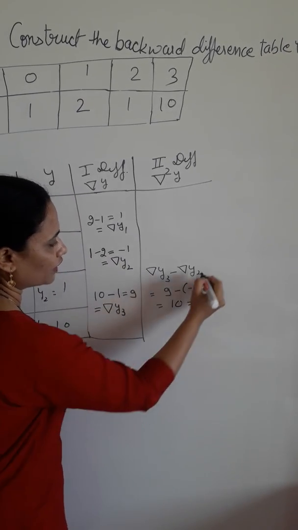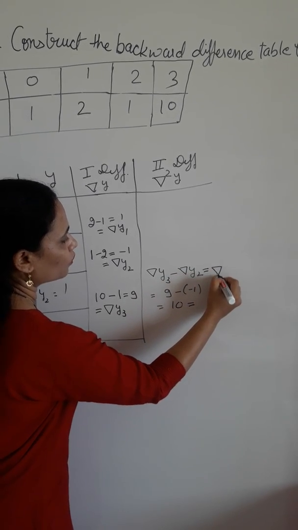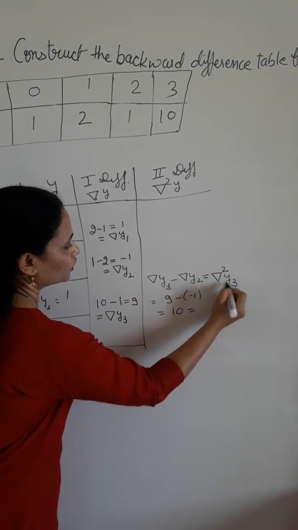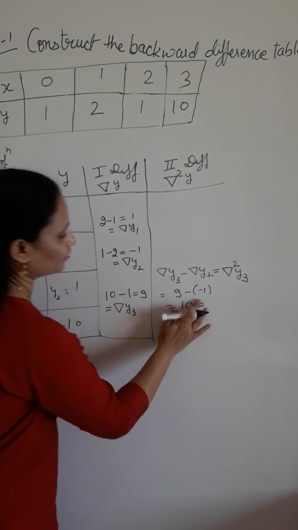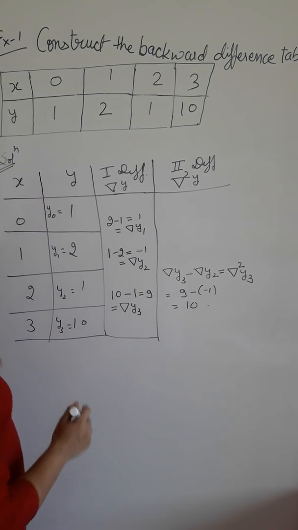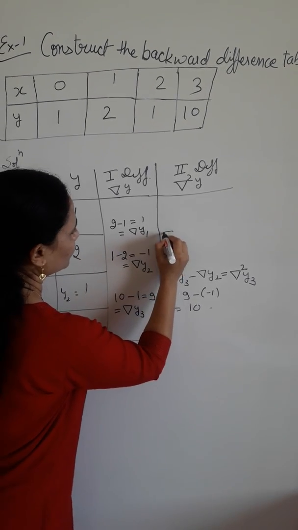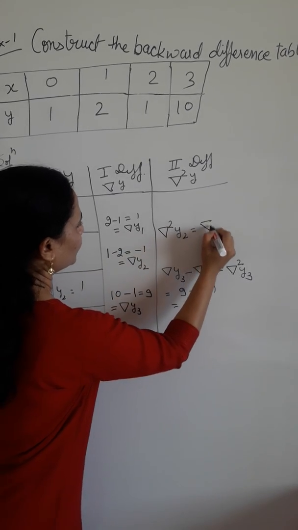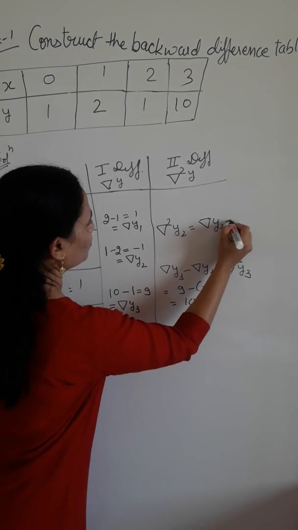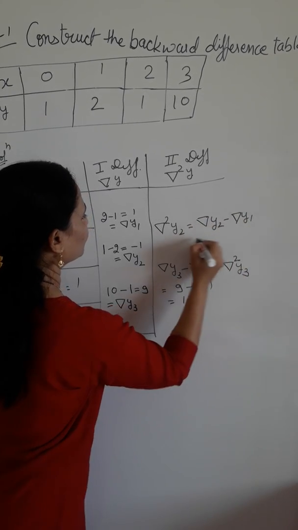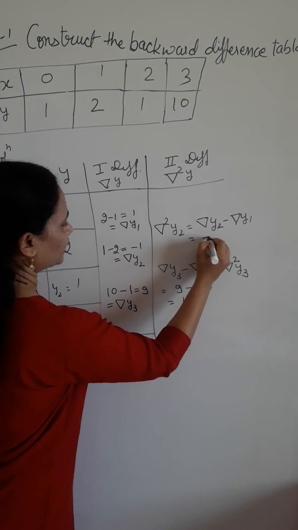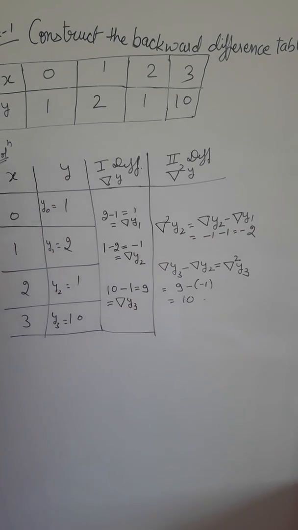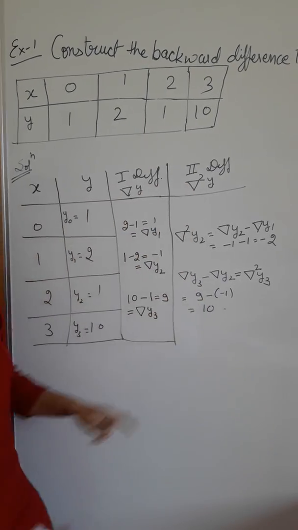What is this equal to? How do we have to denote it? Nabla square. y3 or y2? Final value y3. So nabla square y3 is 10. So this is what we have calculated. Now let's calculate nabla square y2. Nabla square y2 is nabla y2 minus nabla y1, which is equal to minus 1 minus 1, that is minus 2. So these are the second backward differences.